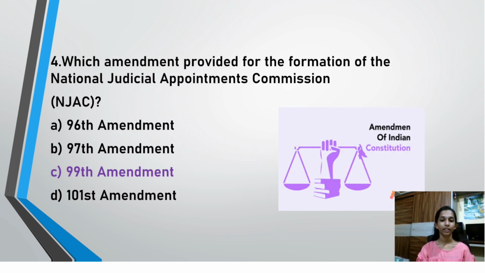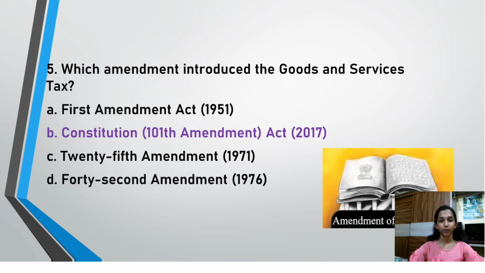Which amendment provided for the formation of National Judicial Appointments Commission, that is NJAC? The answer is 99th Amendment. Let us move to the last question of this video. Which amendment introduced the Goods and Services Tax? The answer is Constitution 101st Amendment Act 2017. And I would like to mention there are 105 amendments in Indian Constitution till today.